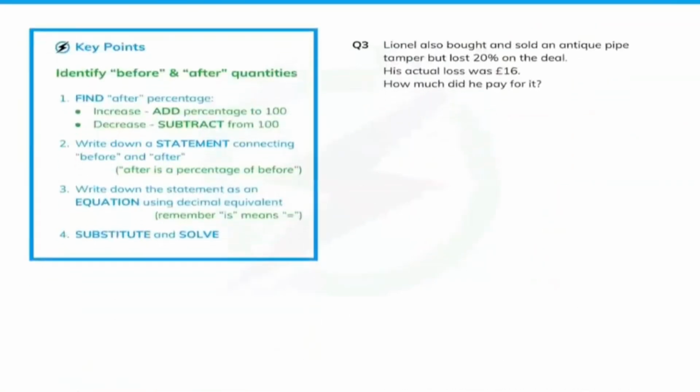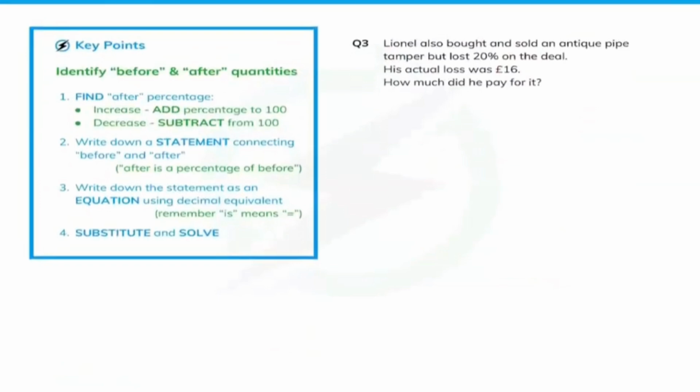We'll just do one more because this one's slightly different. So the same chap, Lionel, has bought and sold an antique pipe tamper. Very useful if you smoke a pipe. But this time he hasn't done very well. He has lost 20% on the deal.